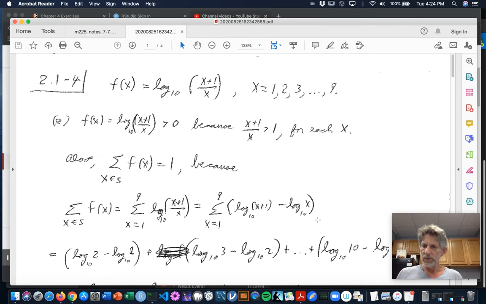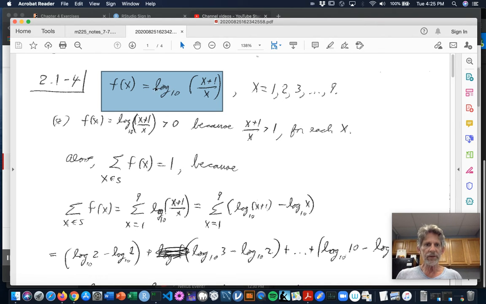First of all, I want to do number 4 out of section 2.1. This one's about the Binford distribution, a distribution on the numbers from 1 to 9, and the PMF is log base 10 of (x plus 1)/x for each x from 1 to 9. So the first thing they wanted you to do was to verify that this was really the probability mass function for a valid random variable.